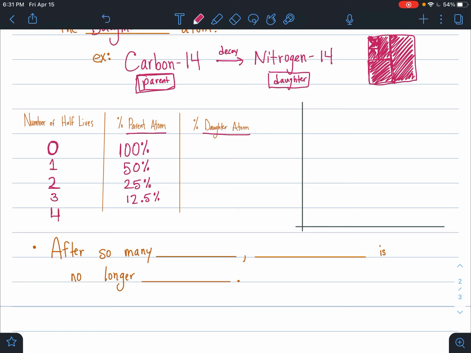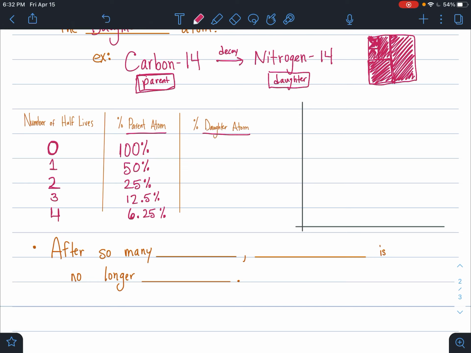By the time we get to our fourth half-life, you can see we're getting to the very, very small percentages here. We'd have 6.25% of our original sample would be the parent atom. But you see, it's going to have to add up. All of the sample is still there. None of the sample is left. It's just converted from carbon, for example, into nitrogen.